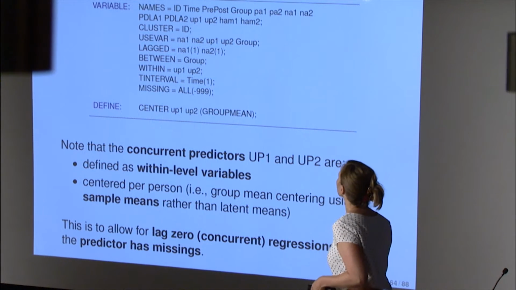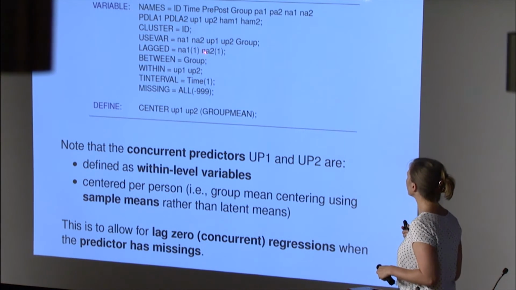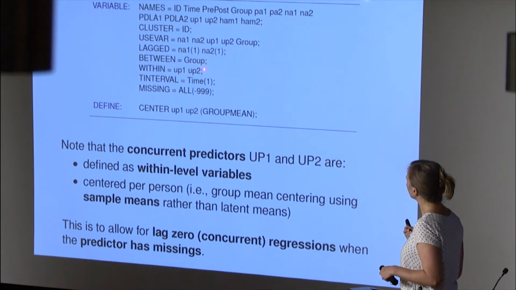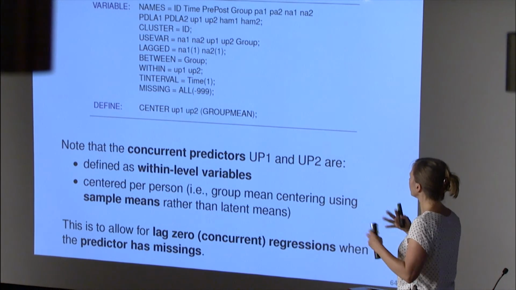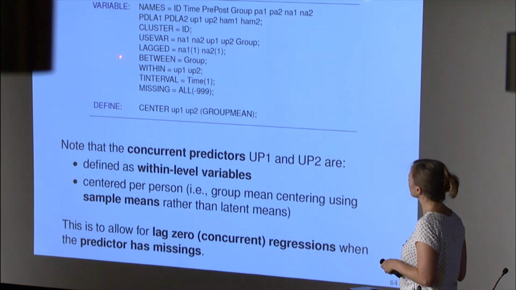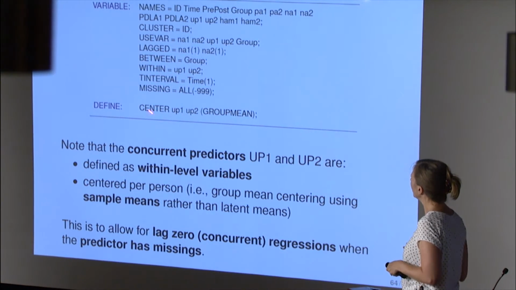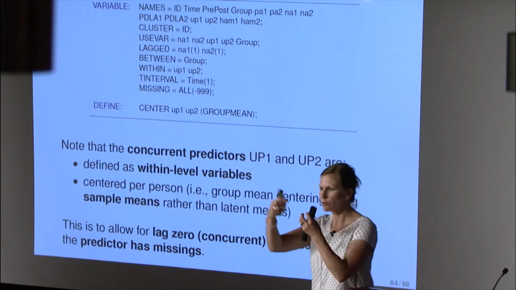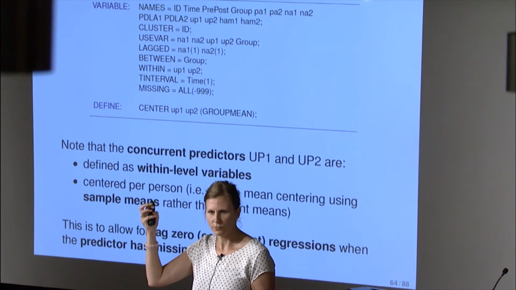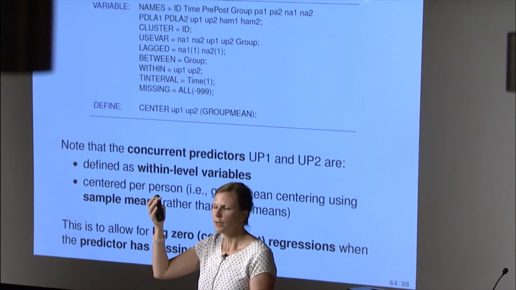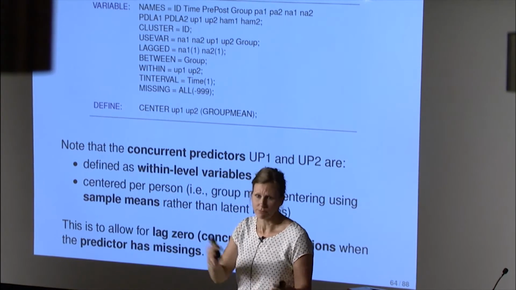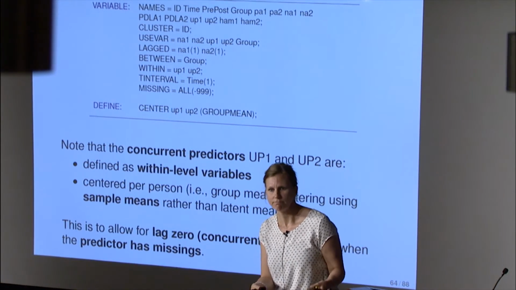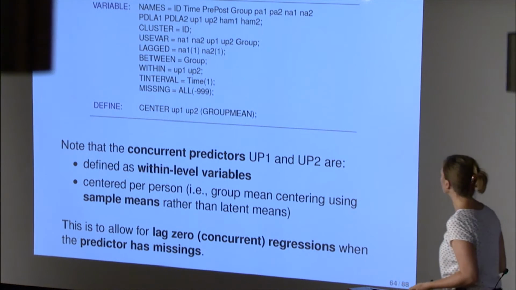So that's why, instead of saying this is just part of the model, I'm defining these variables purely as within variables, and then saying I want to use group mean centering for those variables. So instead of doing the latent decomposition as we are doing so far for the outcome variables, it will use the sample mean to center those variables. Very boring, but that's how we have to do it.